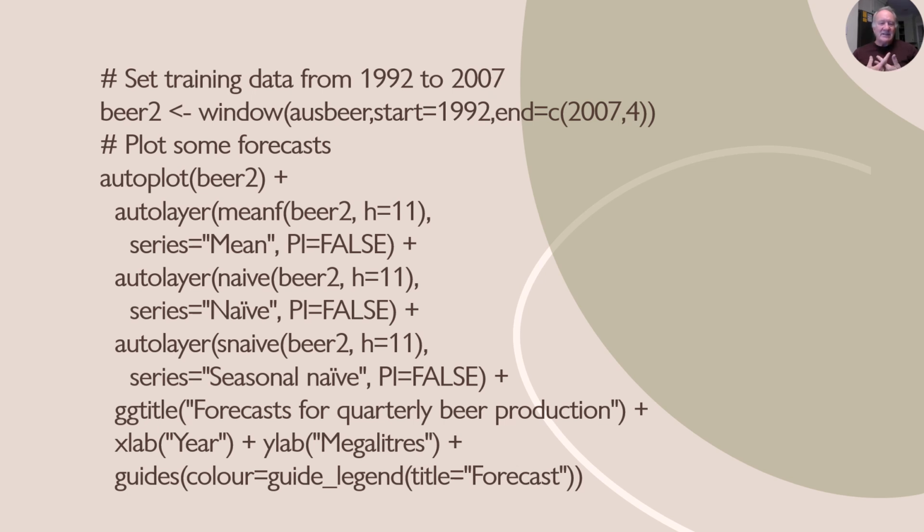For now, we'll set the training data equal from 1992 to 2007, and we'll use the window function to create the training set. Then we can go ahead and plot our various methods and take a look and see how they did.